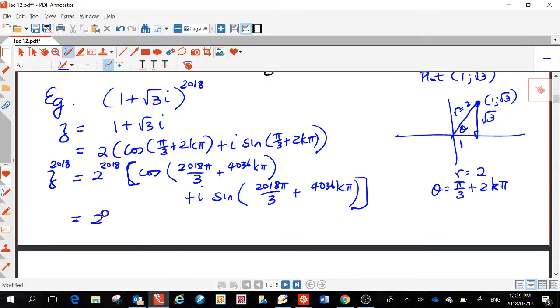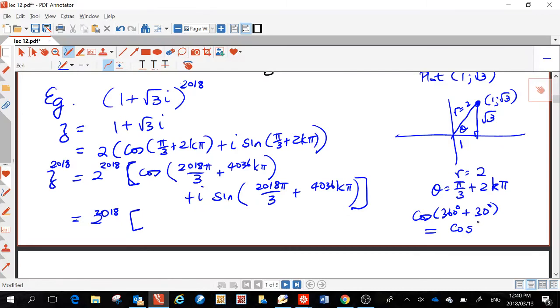Now, this can be written as 2 to the power 2018. What can you say about 4036 k pi? If you go around many times, a cosine of... and you remember from high school, you had cos of 360 degrees plus theta. What is cos of 360 degrees plus theta? Comes back to what? Cos of 360 degrees plus, let's say, 30 degrees is the same as? What does it become?